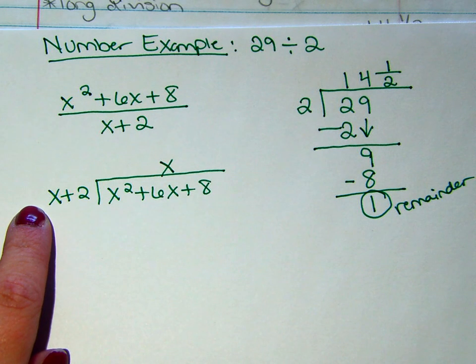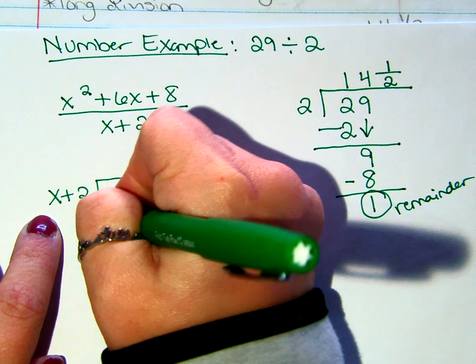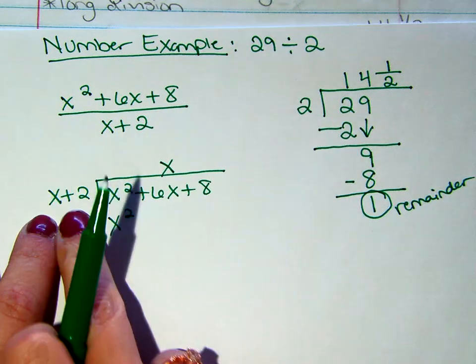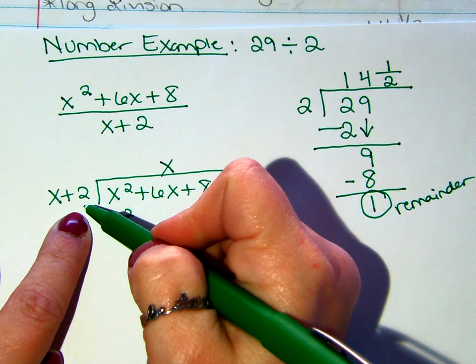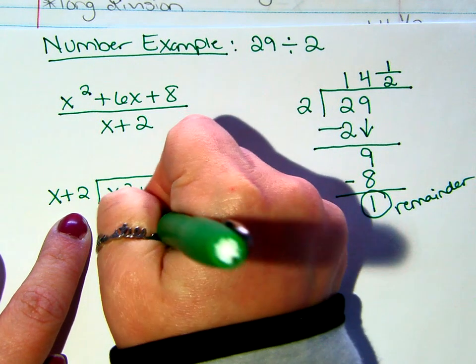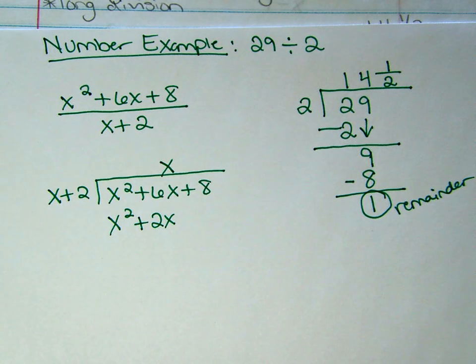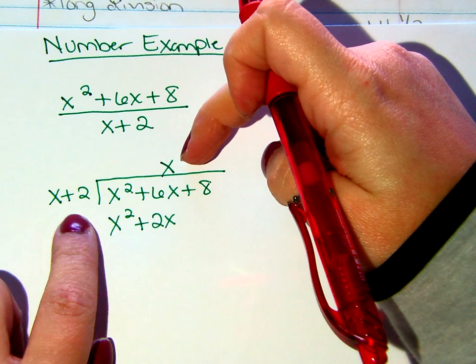And then I say, okay, x times x gives me x squared. But I can't be done and just write that and then do my subtraction. There's also this plus 2. So I say, okay, x times plus 2 would give me a plus 2x. So whatever you find to put on top, you have to multiply it by both of your terms out here with your binomial.